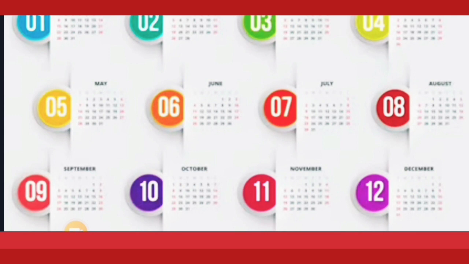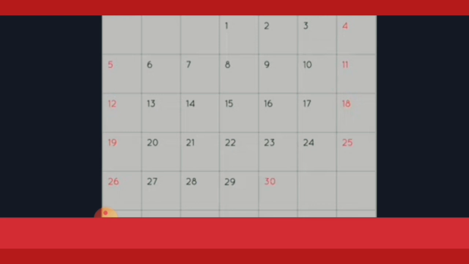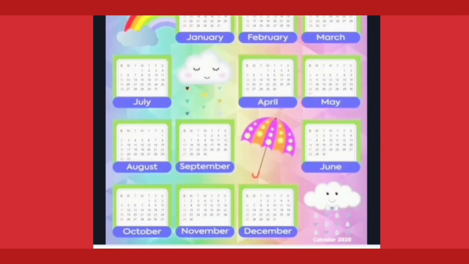Every year has 12 months. 12 months is equal to 1 year. Each month has 28, 29, 30 or 31 days. And we all know every week has 7 days. Now, we will learn how to add months and years.